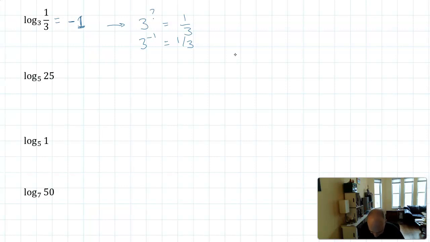Log base 5 of 25. Here we're changing the base. So you always pay attention to the base. This is saying 5 to what power equals 25? That's a question mark. Well, 5 squared equals 25. So we say that this log evaluates to 2.